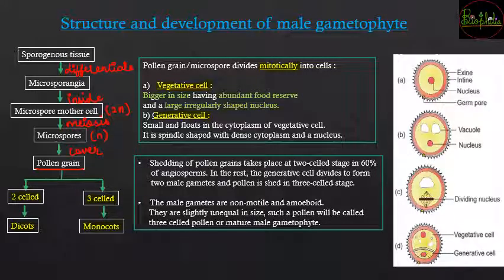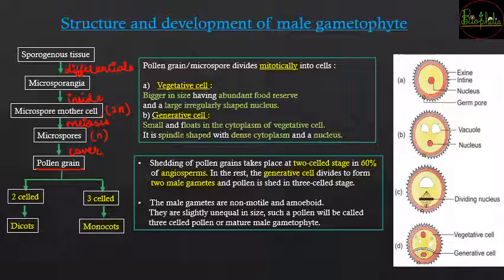Now if we talk about the generative cell, the generative cell is going to be smaller in size and a spindle shaped cell that is going to float in the cytoplasm of the vegetative cell. The generative cell has one nucleus and will have a dense cytoplasm. So these were the 2 cells present in the 2-celled stage of the pollen grain. Generally the 2-celled stage is seen in 60% of the angiosperms, whereas in the rest of the 40% the generative cell divides to form the 2 male gametes.